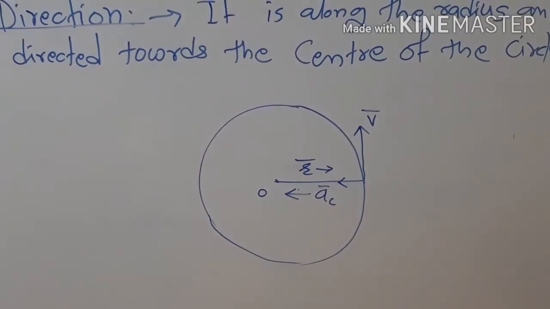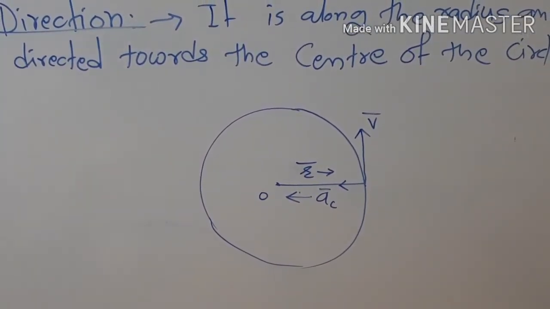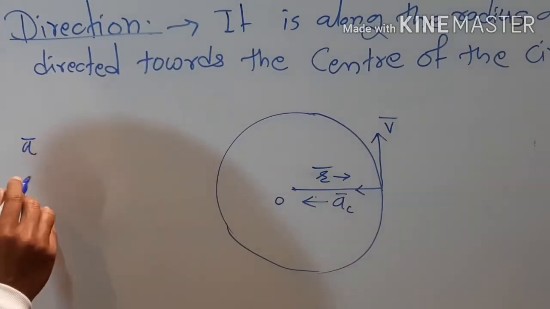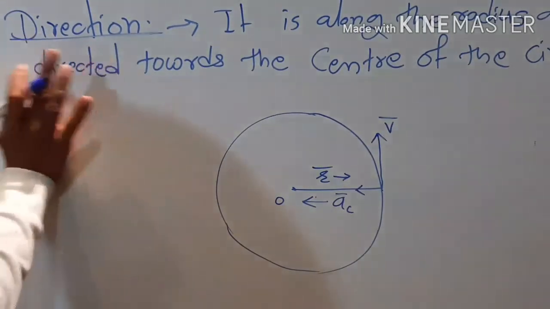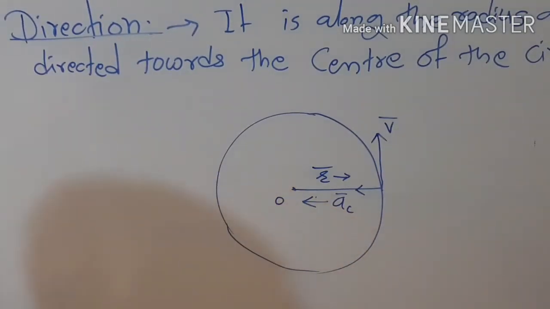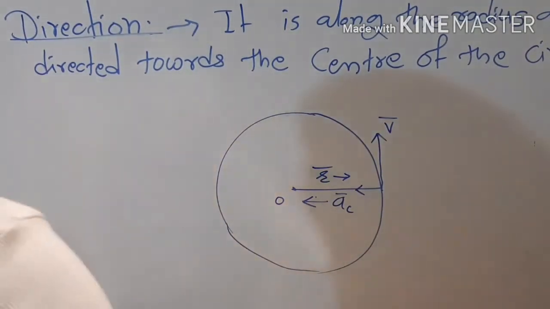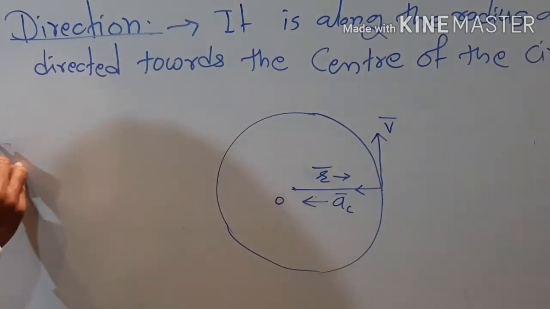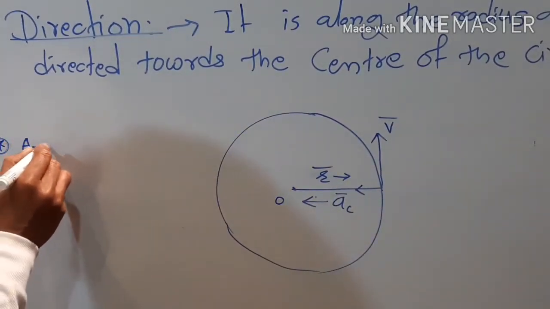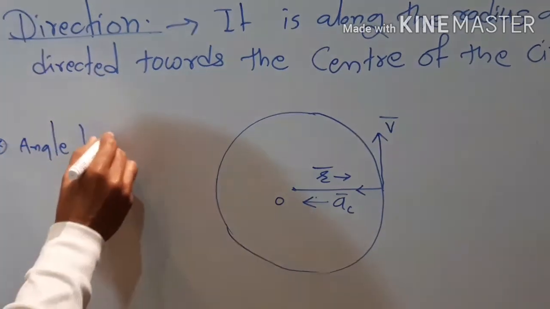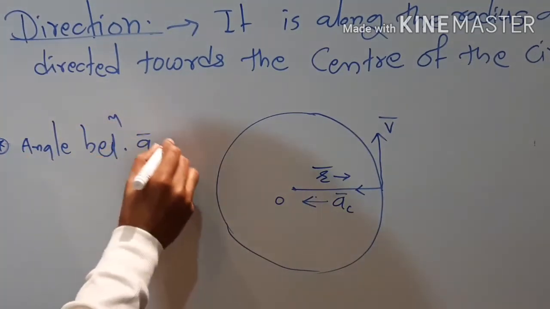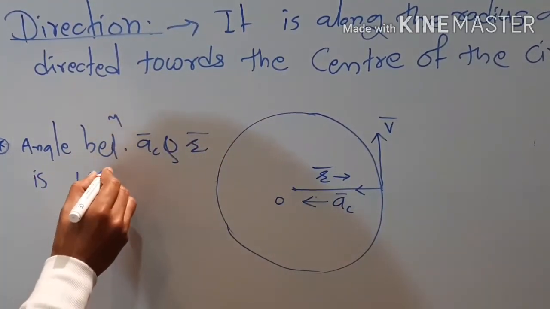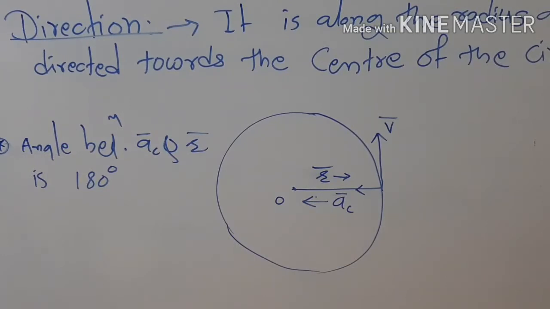So for detailed understanding, right here, AC bar, the angle between AC bar and R bar is 180 degrees.